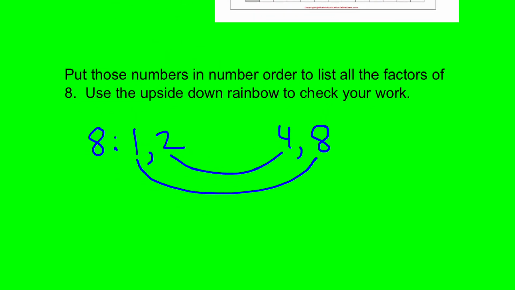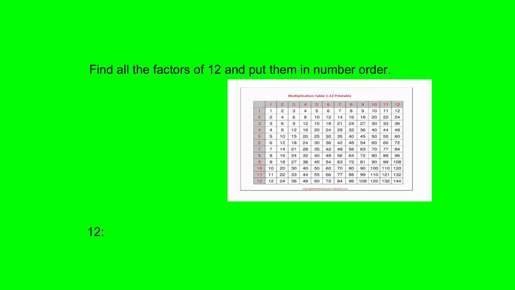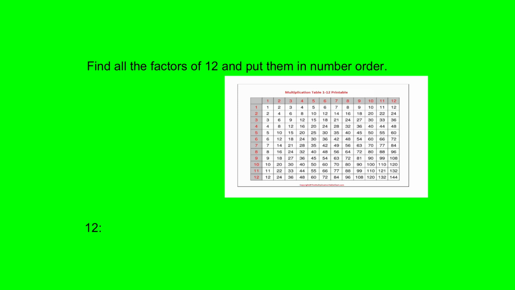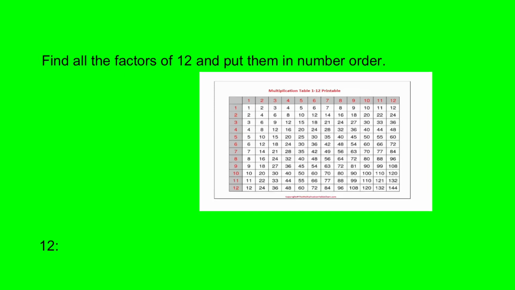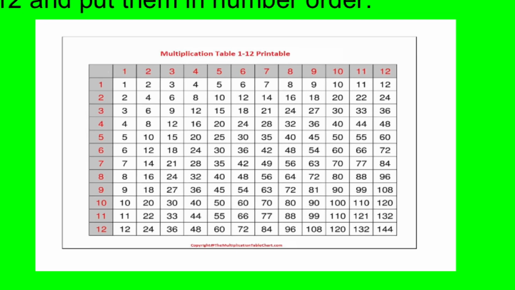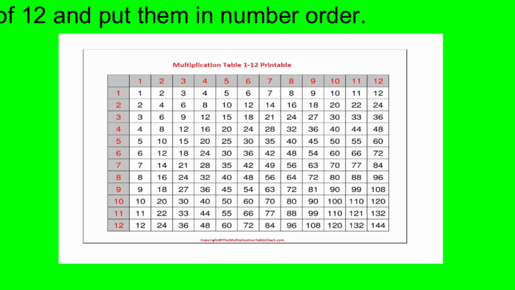Once you have that middle pair, you know you've got them all. So then we did another one. I had them find all the factors of 12 and put them in number order. For kids that maybe struggle a bit with their multiplication, I had them look on the multiplication chart to find all the answers of 12.